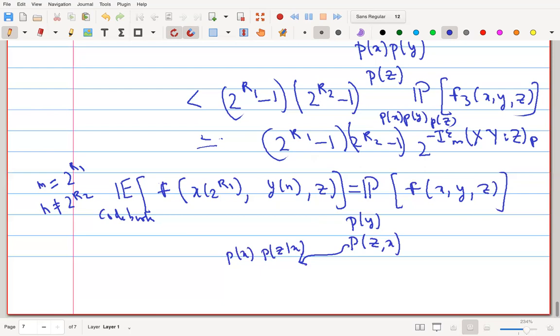Is this clear? That's all you have to see. So then, of course, this is less than the probability. So I'll now write PY, PX, P of Z given X. This is the case for, okay, so here I'll now play it against F2.